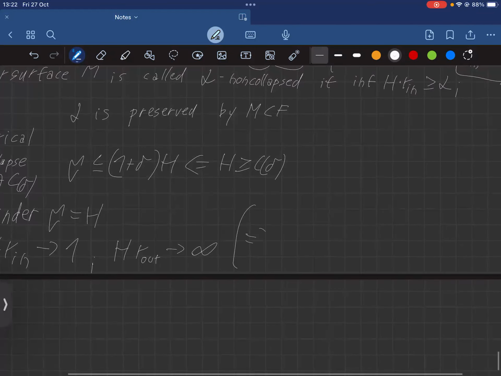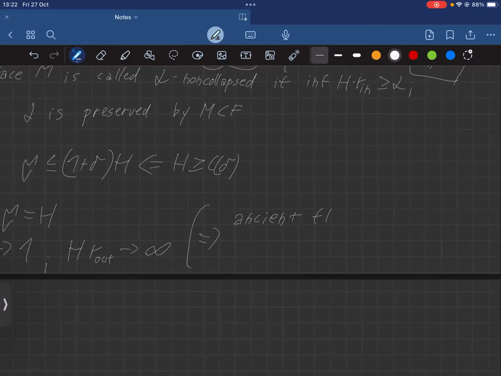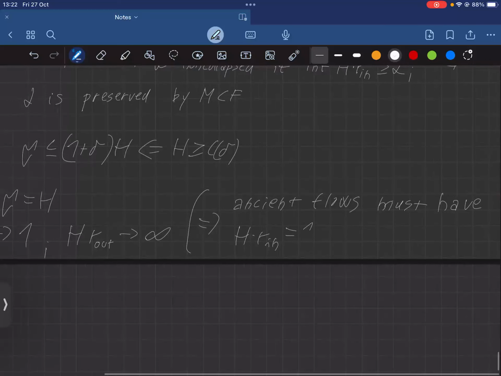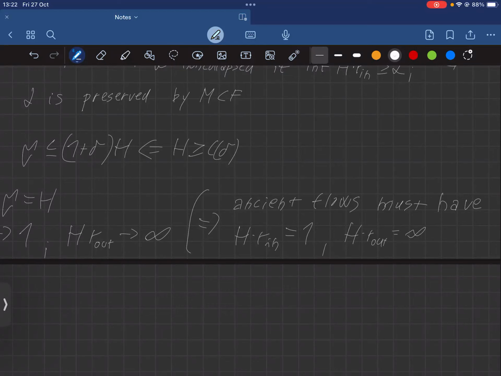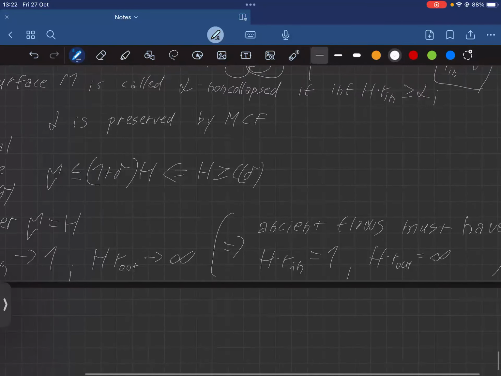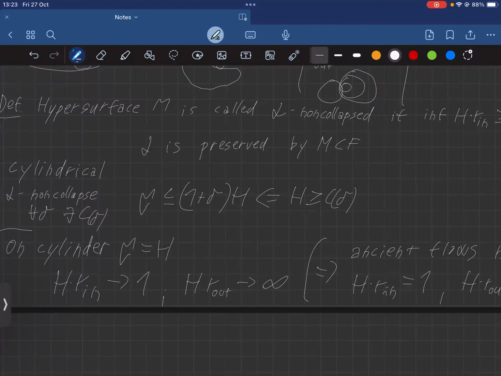I'm going to put this in brackets, but this implies that any ancient flows must have this exact ratio. H times R in must be 1, H times R out must be infinity. This is quite an interesting consequence. Okay, so this is something called a cylindrical estimate. In our case, n equals 2.